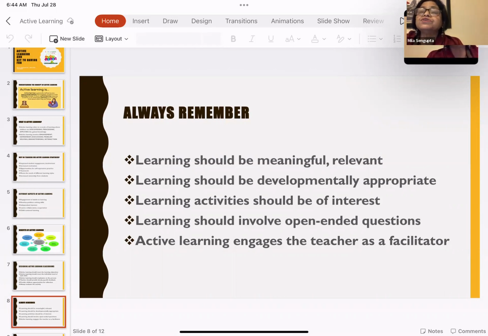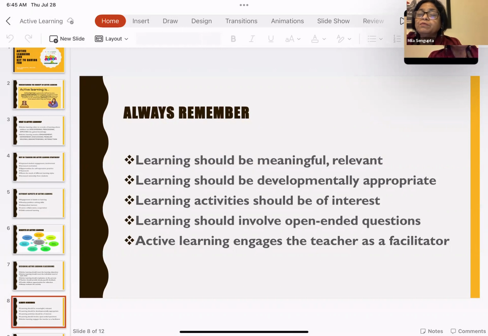Always involve the children in asking open-ended questions. This is also a very, very important part of early childhood learning and development. So the children should be asked a variety of questions, and open-ended question meaning that it does not have just one answer.